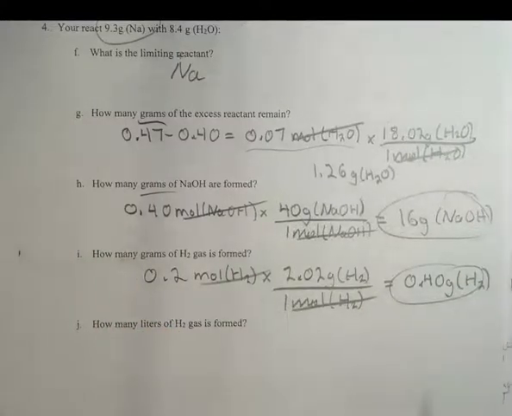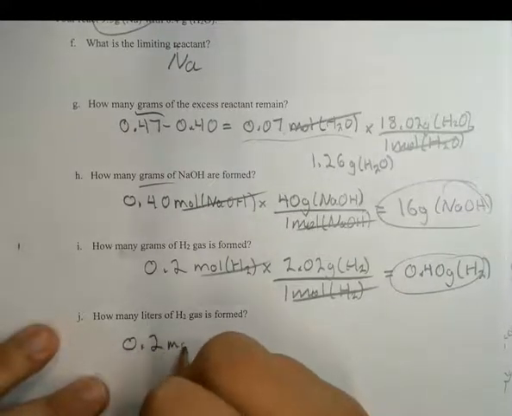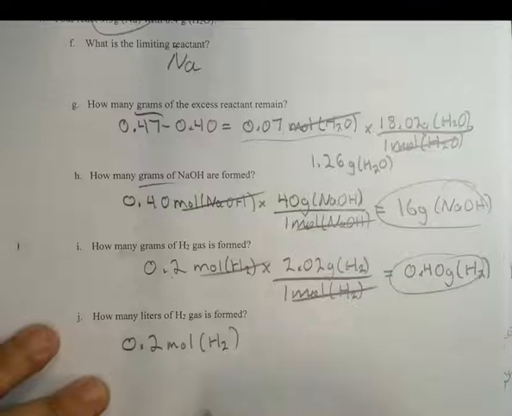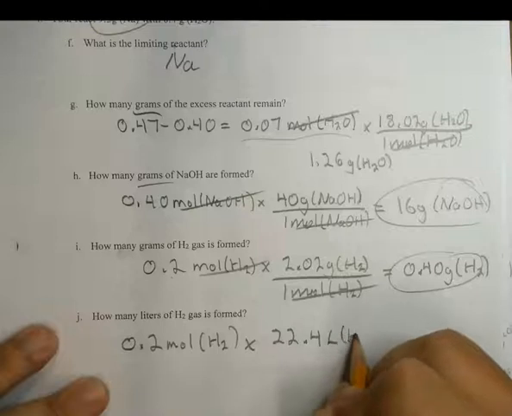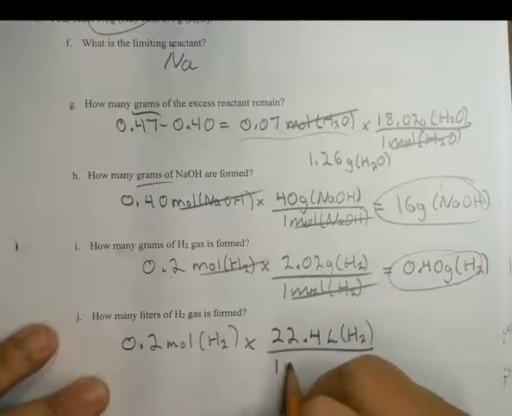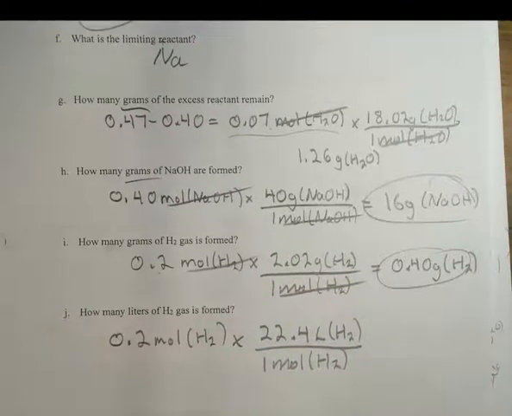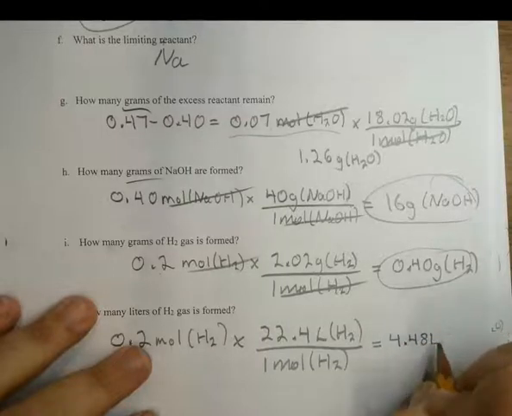All right. Finally, how many liters of H2? So we know the moles of H2. It's 0.2 moles of H2 from the other side, or from up here, same number of moles, times that relationship, 22.4 liters of H2, or of any gas, for every 1 mole of H2. Okay, so it's 0.2 times 22.4. And that gives us 4.48. So 4.48 liters of H2 is formed.